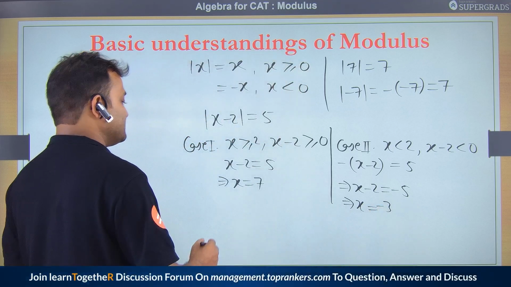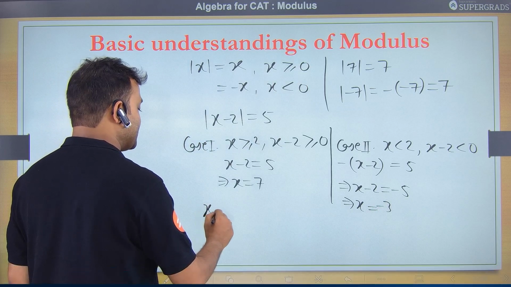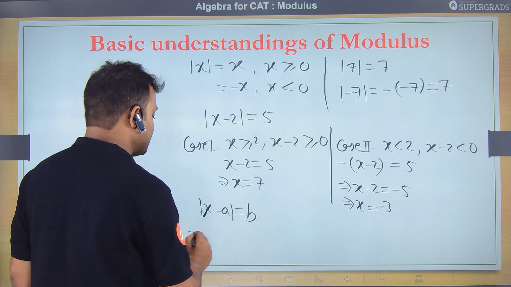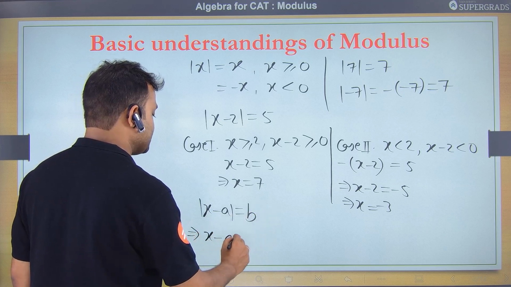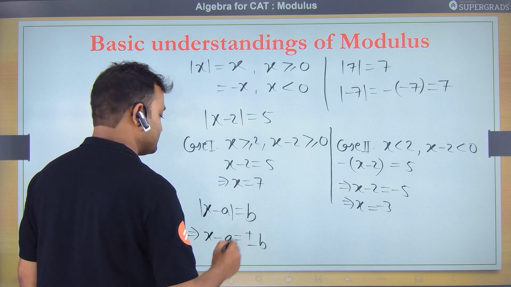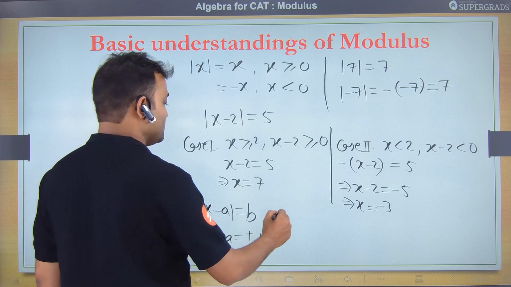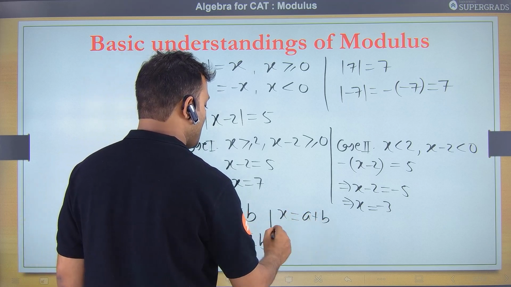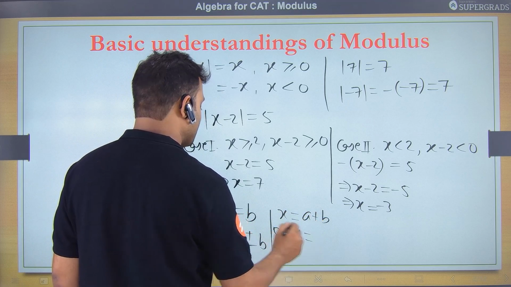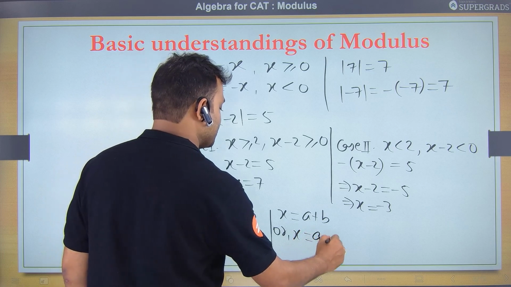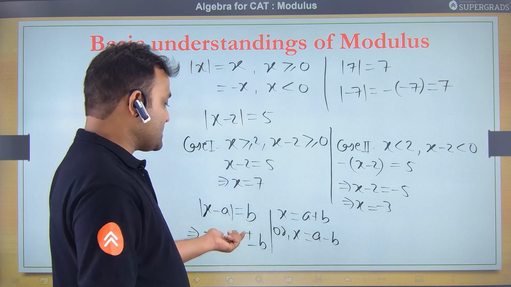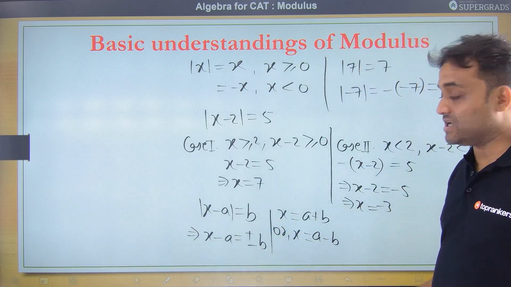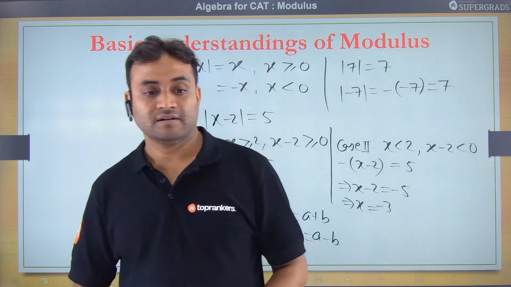That is the reason when we have an expression something like mod of x minus a is equal to b, we can say that x minus a is equal to plus minus b. Okay. Or from here, we can say x is equal to a plus b, or x is equal to a minus b. So the steps that we take are solved by cases rather than directly, but yes, we can use it directly.